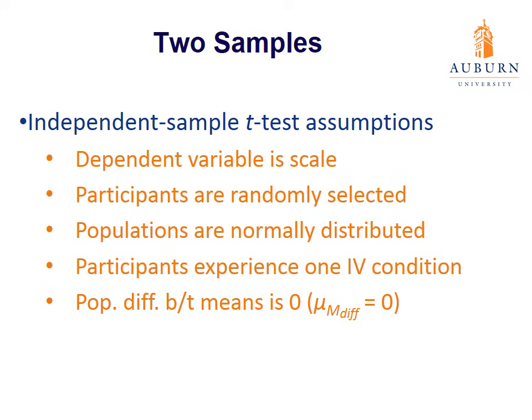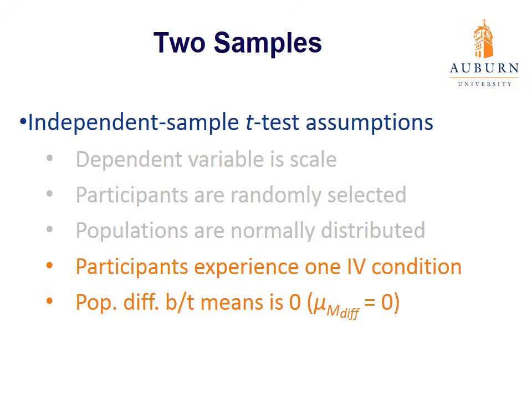So the last assumption is that the population distribution between the means should be 0. This again is based on the null hypothesis, that if our intervention has no effect, then the means of both the groups should be the same. And if they're the same and we subtract them, we should get 0.